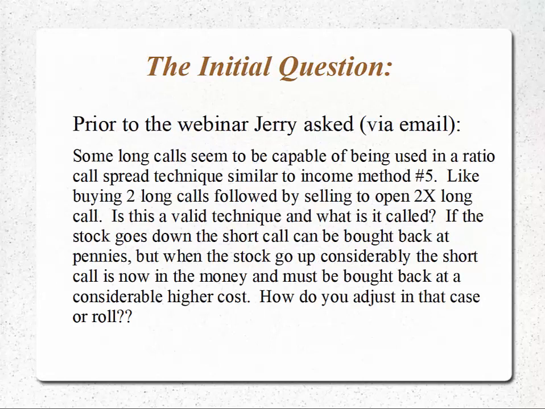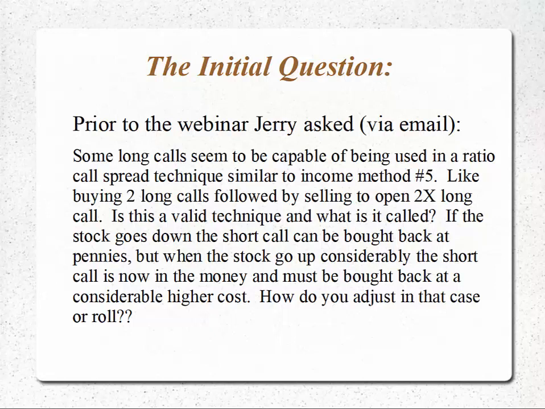The initial question came in from Jerry prior to the webinar via email. Jerry said that some long calls seem to be capable of being used in a ratio call spread technique similar to income method number 5. This is in reference to the radioactive trading techniques where we use a ratio spread in the married put structure of owning the stock and owning the put for benefits and to avoid risk. But like buying 2 long calls followed by selling to open 2 times higher strike calls, is this a valid technique and what is it called?